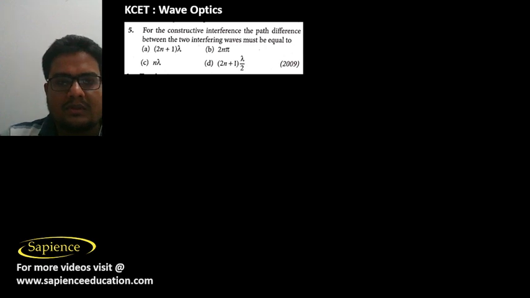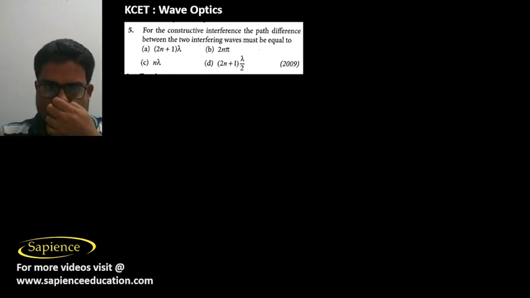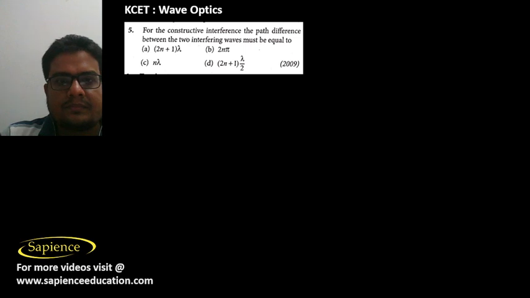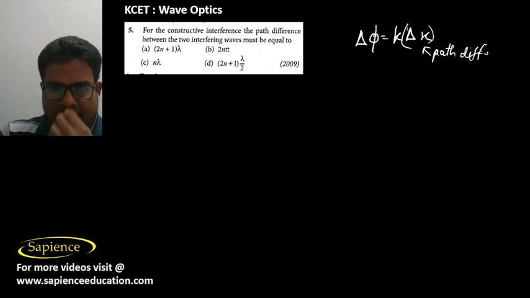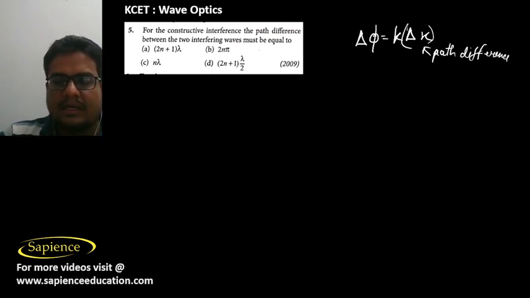For constructive interference, the path difference in between the two interfering waves must be equal to what? So we know that the phase difference delta phi is equal to k delta x, where delta x is called the path difference and delta phi is called the phase difference. And k delta x should be equal to 2n pi. Then only there is constructive interference.